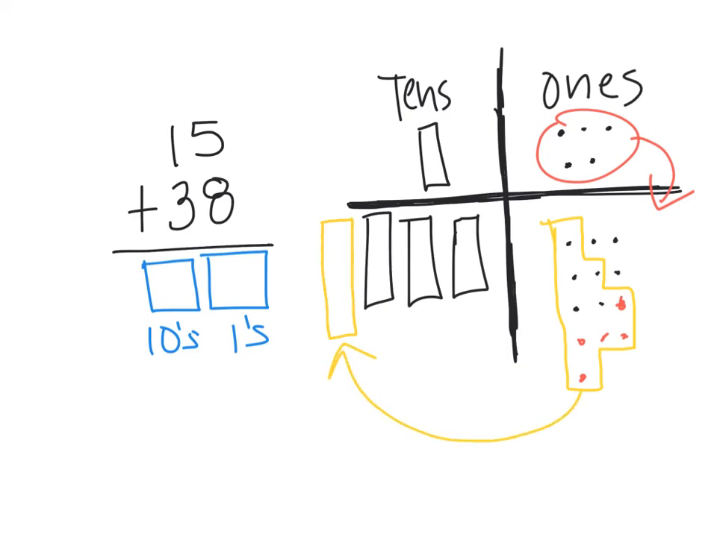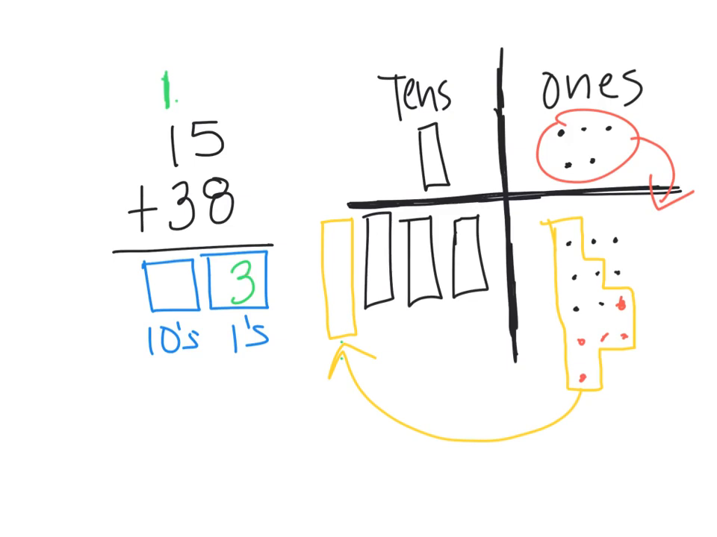So now I have to look, okay, how many ones are left? So I have 1, 2, 3 ones are left. So I'm going to write a 3 here. But since we regrouped and brought one over there, we have to write that up here because that would be our 1 and 3 to make 13.